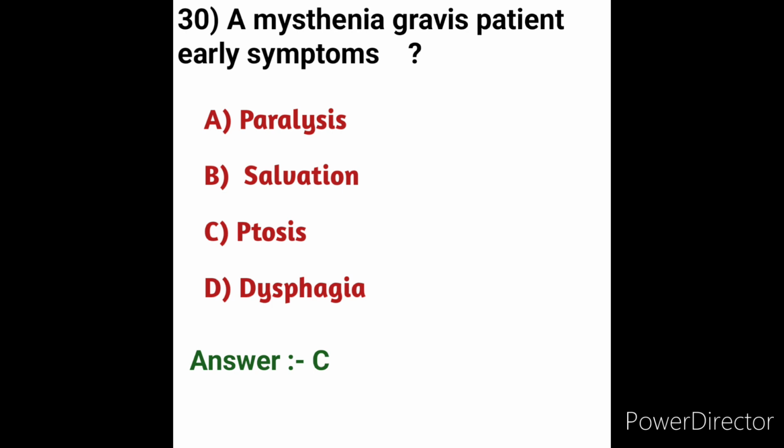Early symptoms of myasthenia gravis are common symptoms like drooping eyelids, double vision, difficulty making facial expressions, problems in chewing and difficulty swallowing. Drooping of one or both eyelids is called ptosis. So here option C, ptosis, is the correct answer. Ptosis is when the upper eyelid droops over the eye. So the early symptom of myasthenia gravis is option C, ptosis.